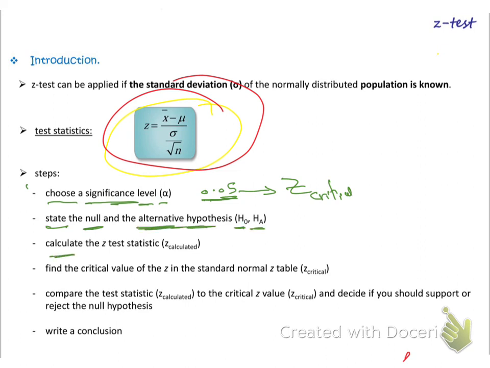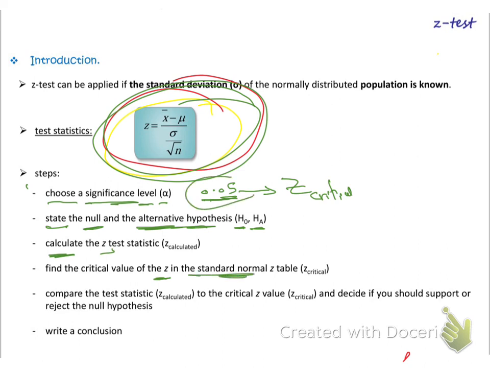Then we calculate Z from here. We find the value of Z from the standard distribution, which is related to alpha, the Z critical. Then we compare the two results, the calculated with the critical, and we write the conclusion. This is as simple as that. I hope this is clarifying the point.